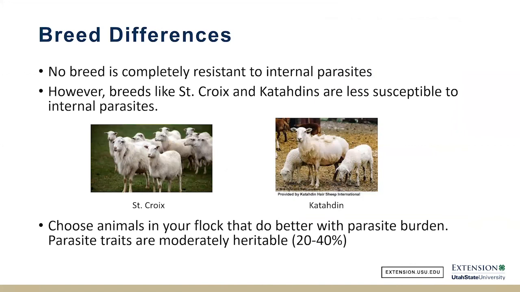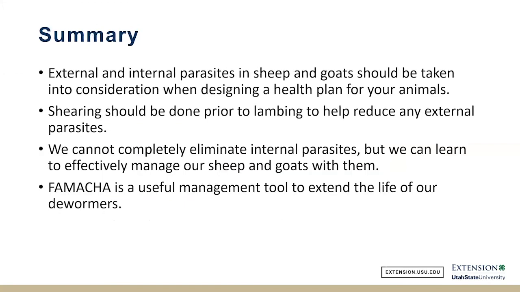There's also genetic components. So if your sheep aren't doing well, maybe you need to think about a breed that does a little better. So breeds like St. Croix or Katahdins do really well with higher parasite loads and aren't quite as susceptible to the effects of internal parasites. But if you continue to choose those animals that aren't as affected as much, then there is some heritability to that, and you can have a flock that deals with parasites better.